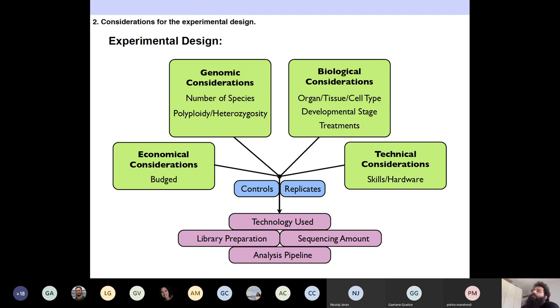Then you need to keep in mind controls and replicates. So, your experimental design. And then you need to evaluate what technology you are going to use, how you are going to prepare the libraries, what sequencing amount you need, and finally, what pipeline you are going to select for your analysis. So all these considerations that you can see here are part of the experimental design. And let me tell you, a good experimental design is going to save you a lot of headaches. Because once you have a bad experimental design and you do your experiment, you cannot do anything else.